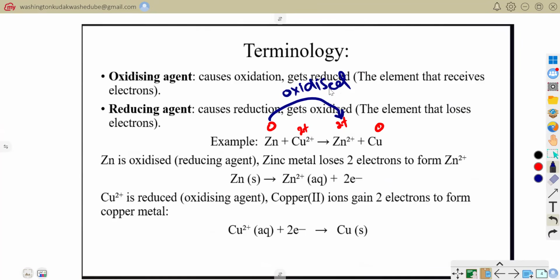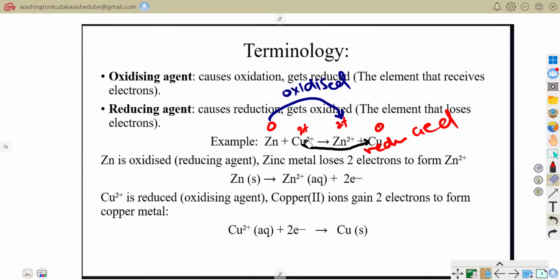It has been oxidized. And when an element decreases in oxidation state, we say it has been what? It has been reduced. Reduced means we have reduced the oxidation state. Oxidized means we have increased the oxidation state. So you can see that here copper has been reduced.